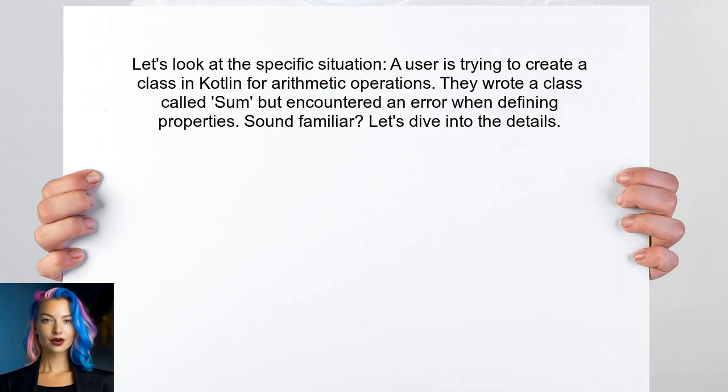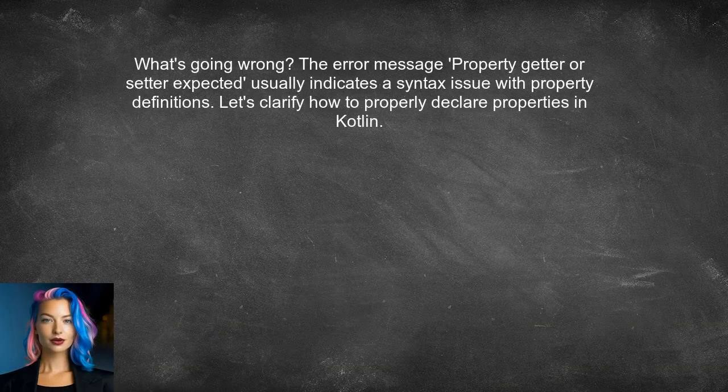Let's look at the specific situation. One user shared that they are trying to create a class in Kotlin for arithmetic operations. They wrote a class called sum, but encountered an error when defining properties. Sound familiar? Let's dive into the details. So what's going wrong here?